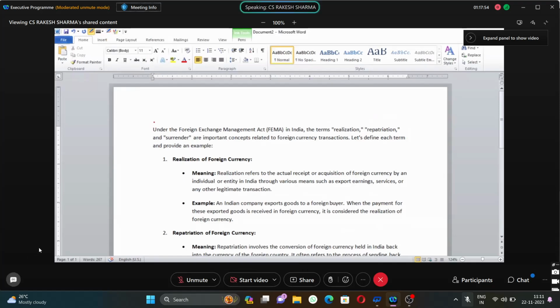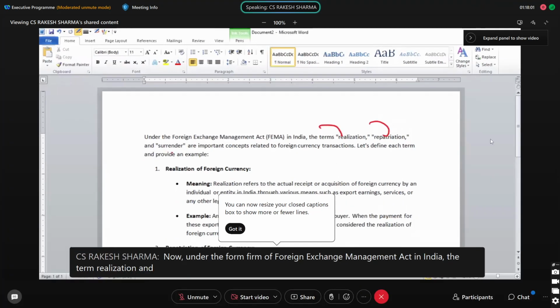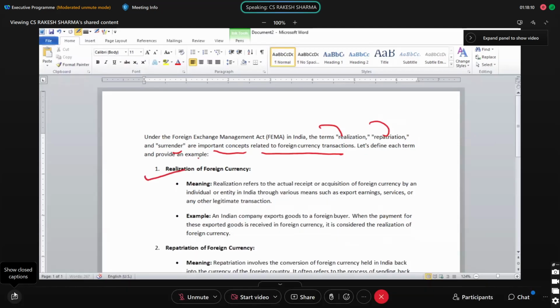Now, under the FEMA, Foreign Exchange Management Act in India, the terms realization, repatriation and surrender are some important concepts related to foreign currency transactions. Let's define each term and provide an example. Now, what is realization of foreign currency? Realization refers to the actual receipt or acquisition of foreign currency by an individual or entity in India through various means such as exports, earnings, services, or any other legitimate transaction.